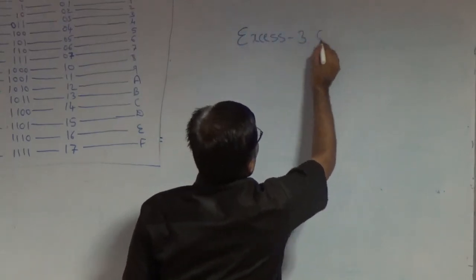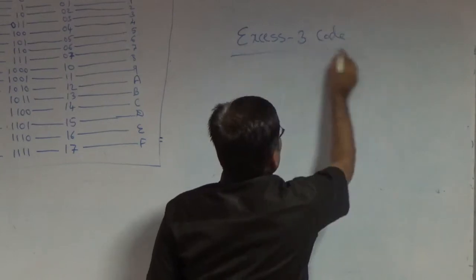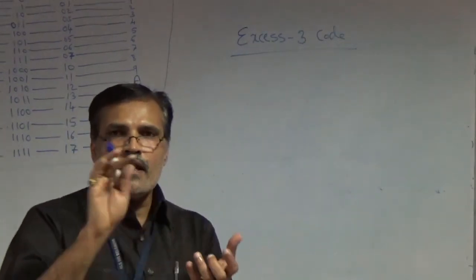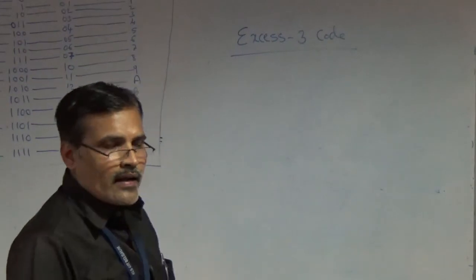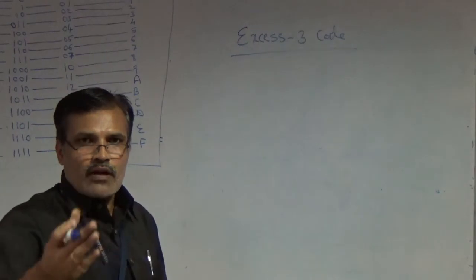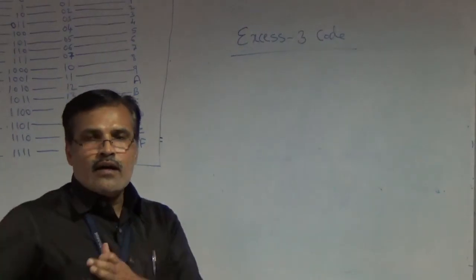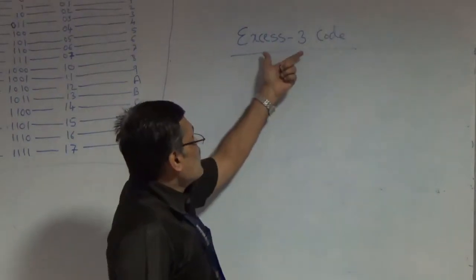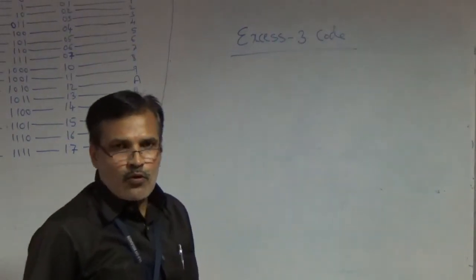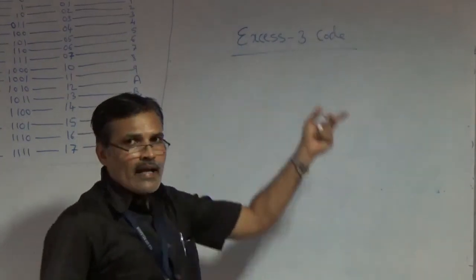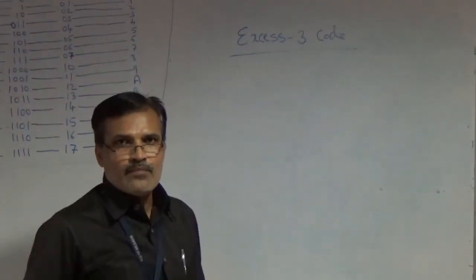Excess 3 code. So this is one more type of code. Apart from ASCII and EBCDIC code, there are n number of binary codes that our computer uses depending on the vendor specificities. So there is one more special type of code which is called the Excess 3 code. What is this Excess 3 code? The name itself suggests it is excess of 3.